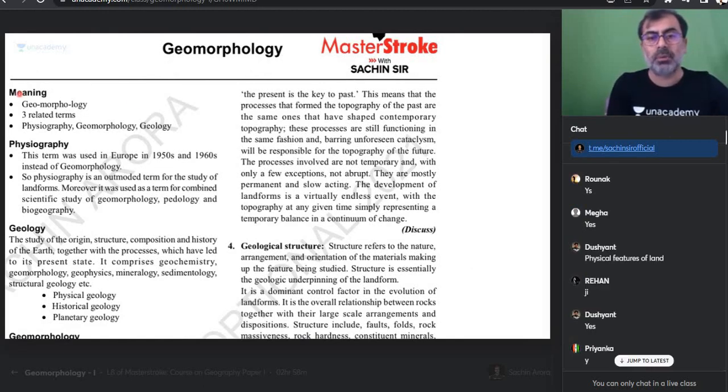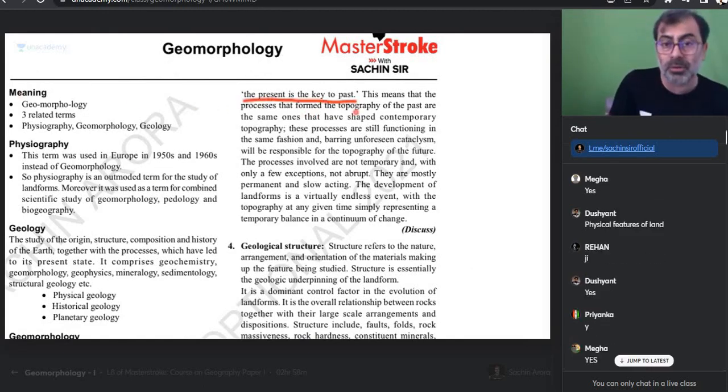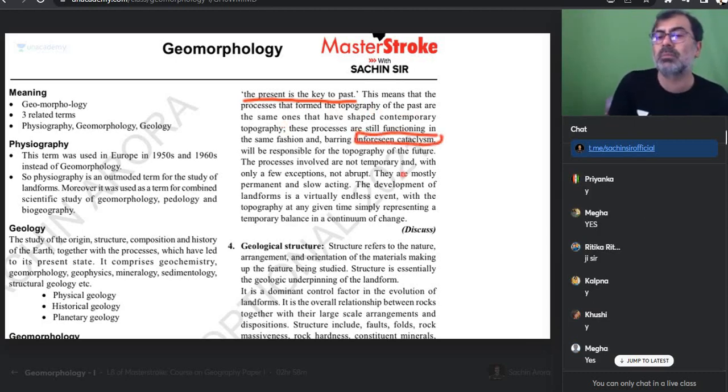I am telling you again. Is this an important line? Are you jotting something also? Present is the key to the past. This means the processes that form the topography of the past are the same as those of the present. What is its opposite? Cataclysm or catastrophism. Get it?